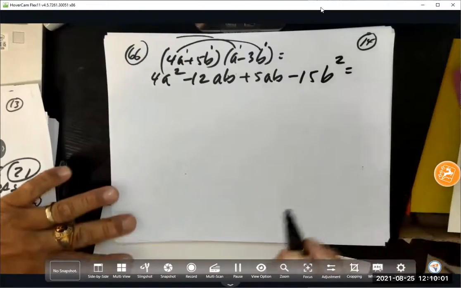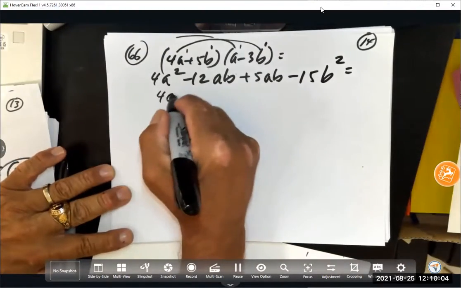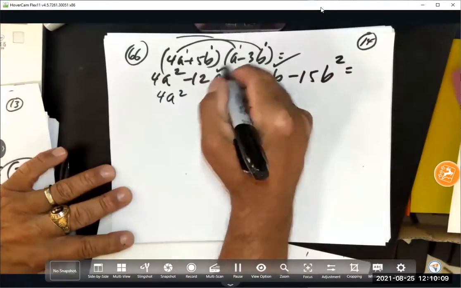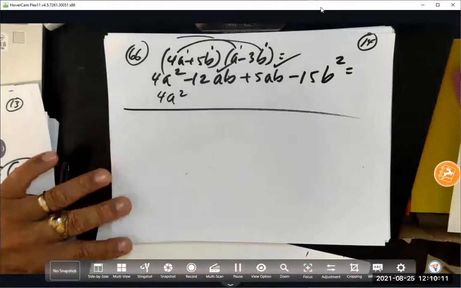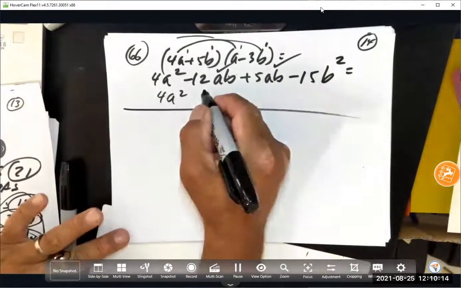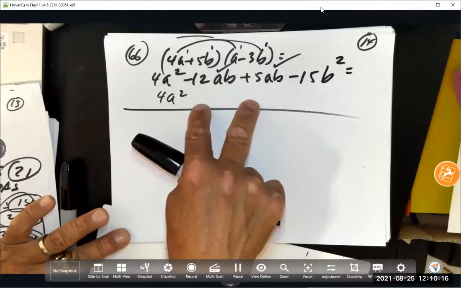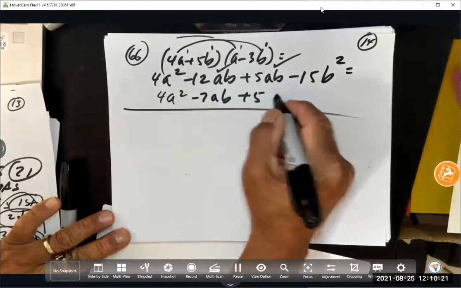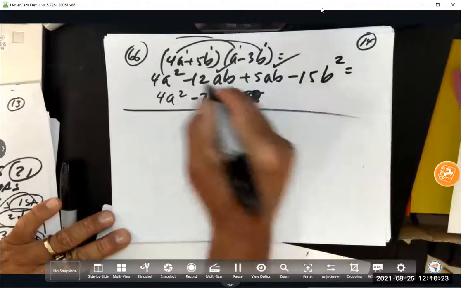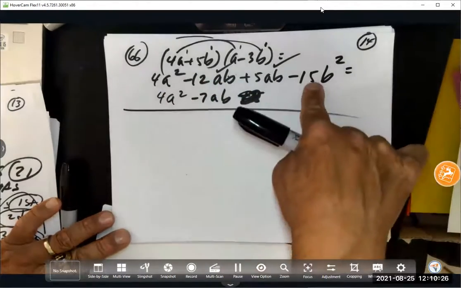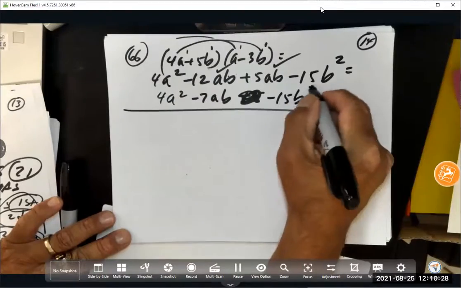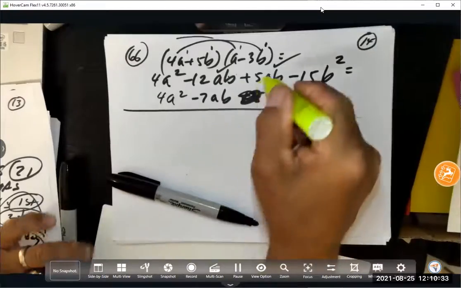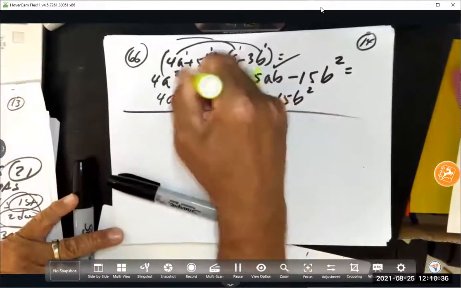Okay, so now let's look at this one here. You won 5, that's a happy day. But then you lost 12. What's the answer? What's in the middle? Negative 7AB. Yep, negative 7AB. This one is 7AB and this one here, 15B squared. There it is. So I have this one here in the middle. You won 5, but then you lost 12. You're minus 7.